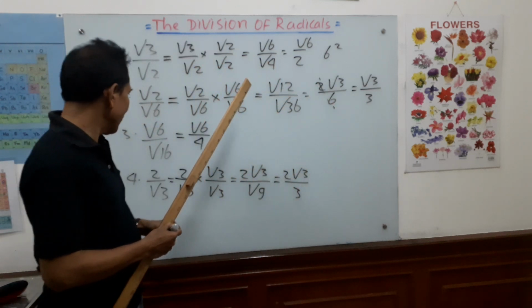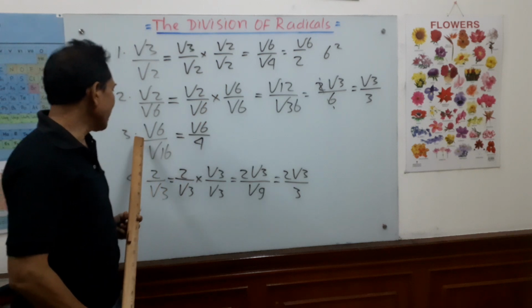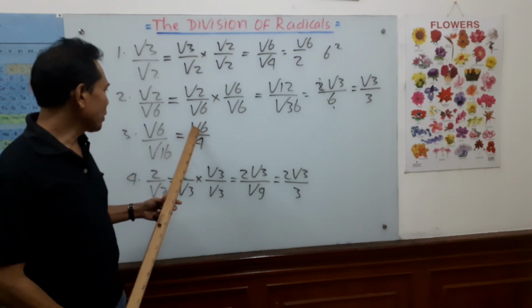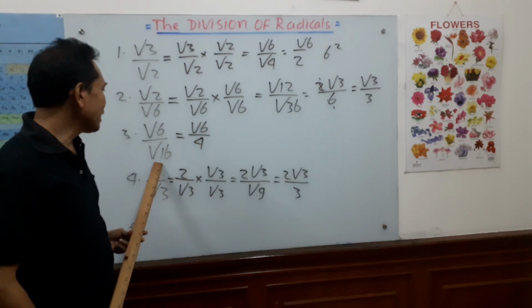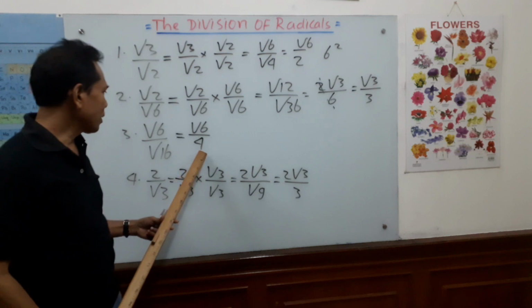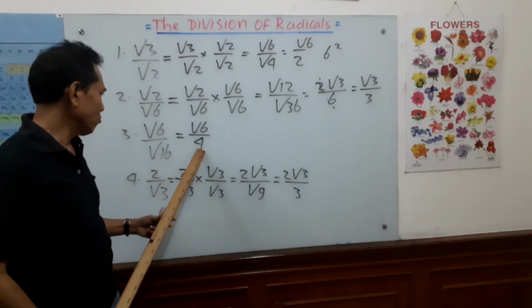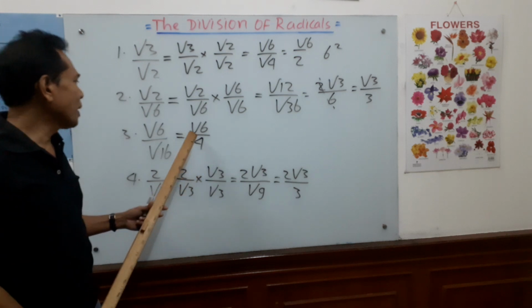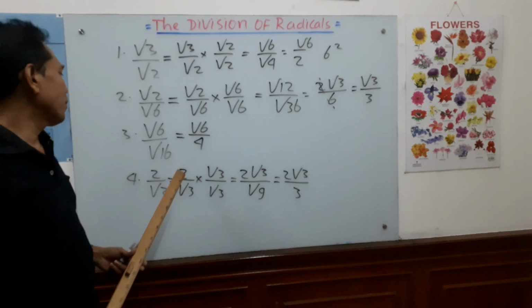Now we go to number 3, square root 6 over square root 16 equals square root 6. Now we know that square root 16 is a perfect square. It comes from 4 square. So 4 square is 16. So that's the answer. Square root 16 is 4. So the answer is square root 6 over 4.